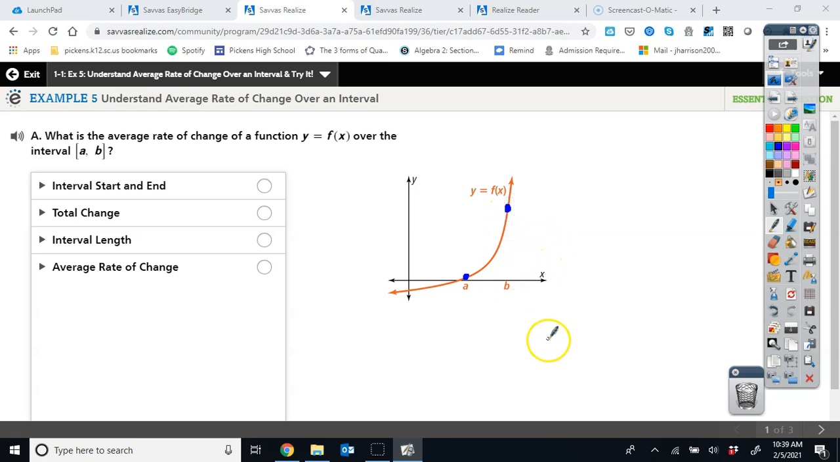I probably will use the textbook here in a second anyways. This has an x value wherever a is. This has an x value wherever b is. This has a y value of what you get when you plug into the function f of x.